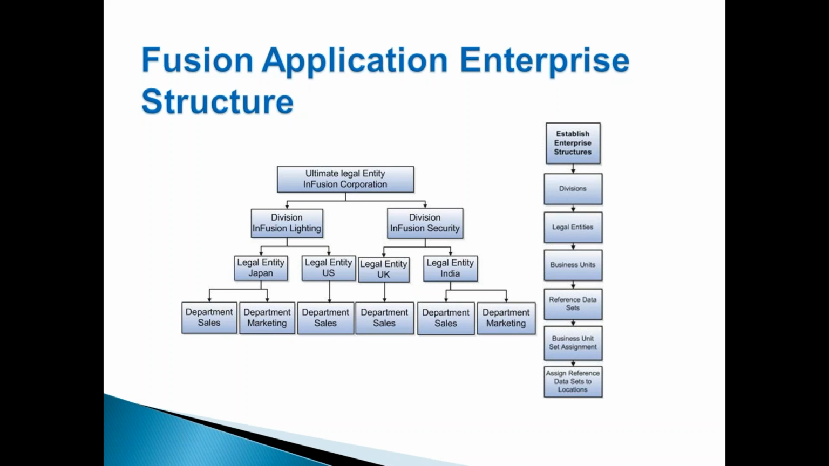Does anybody have any questions up to this point? I hope not, because most of you are already from a Release 12 background, so I don't find much difference in the enterprise structure, except the exceptions I told you about: business unit, reference data sets and the divisions.